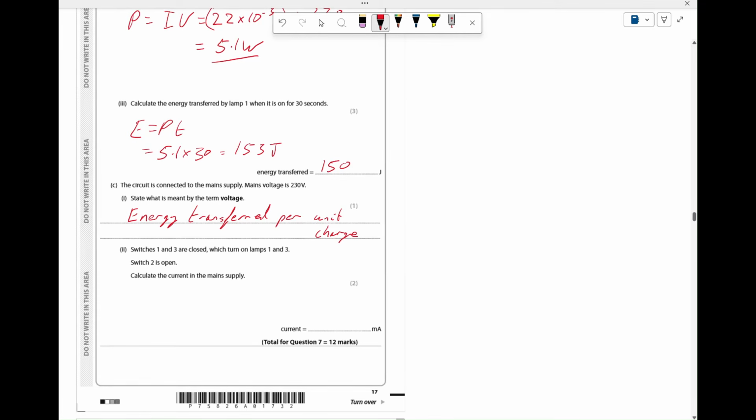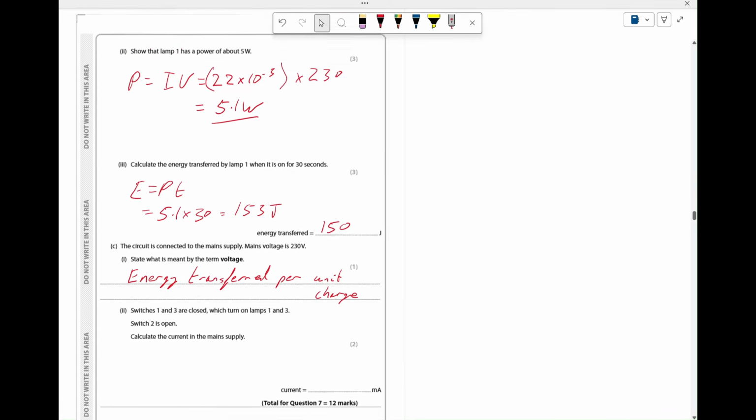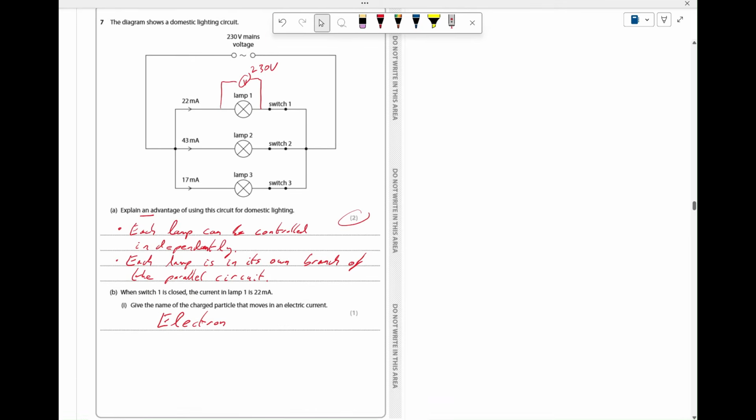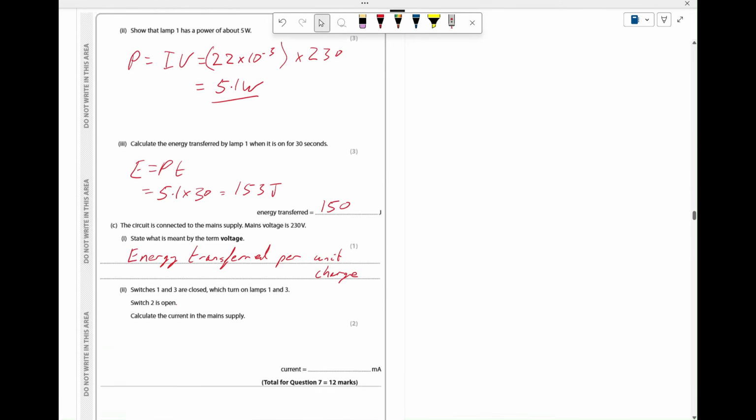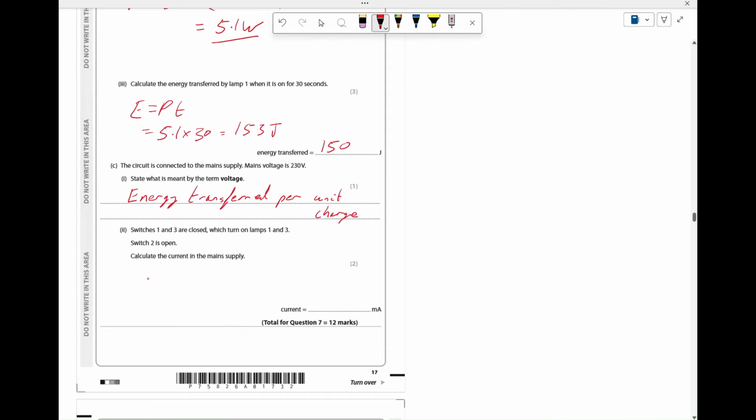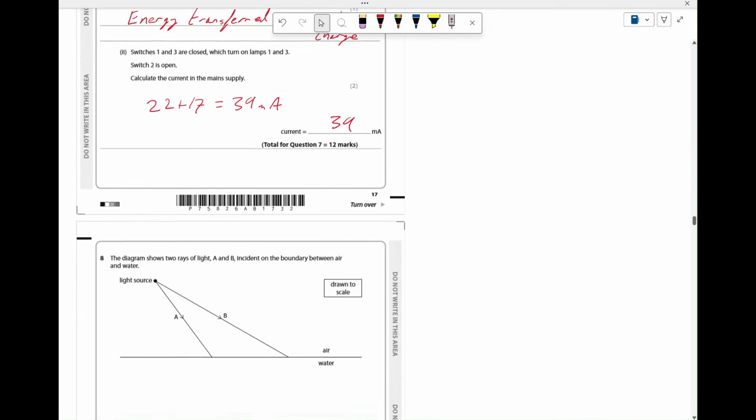Switch 1 and 3 are closed, which turns on lamps 1 and 3. Switch 2 is open. Calculate the current. Okay, so switch 2 is open. So if this one is open, this means that this current doesn't flow, so we don't have that current. So we've got a current of 22 plus 17 milliamps. That's the question really. 22 plus 17 equals 39. Well, we're obviously in milliamps, so it gives us that already. 39 milliamps.